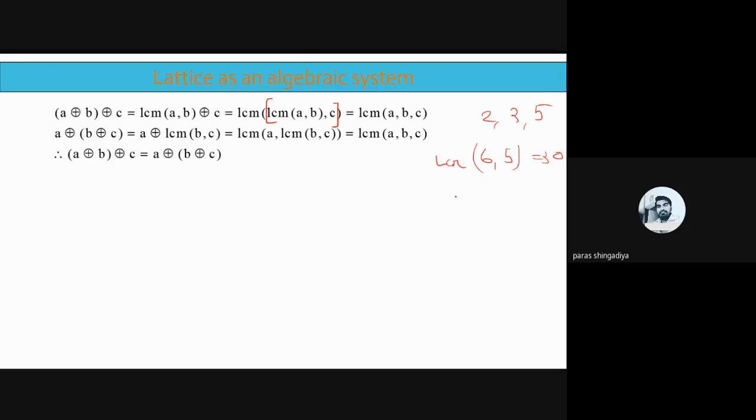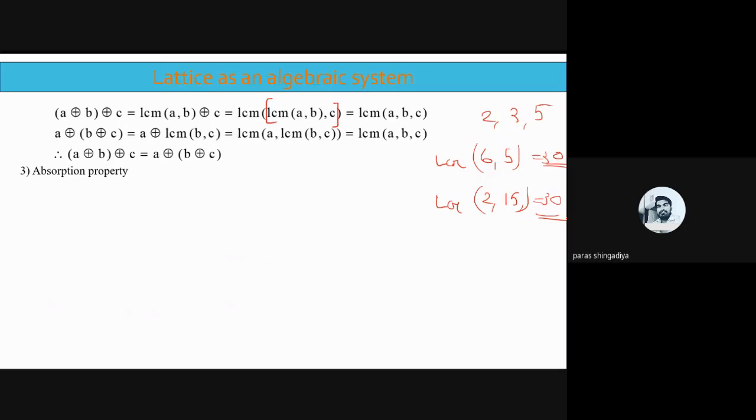Clear? And similarly, the second part, B comma C. LCM of B comma C is equal to 15, and with the 2, LCM of 2 with 15 is equal to 30. So in both cases we get the answer 30. So what does it mean? It can be written A ring sum B ring sum C is equal to A ring sum B ring sum C. Clear? So it is easy to understand that.